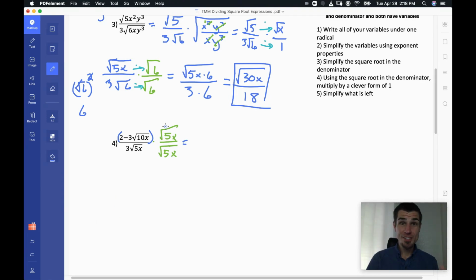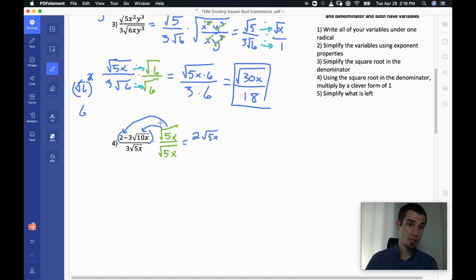So now let's distribute. We need to distribute the square root of 5x times the 2 and the square root of 5x times the negative 3 square root of 10x. So first, we've got a 2. It's outside the square root. We don't have anything outside the square root here. So that 2 just stays on the outside of the square root. And then the square root of 5x is just going to stay in the square root.